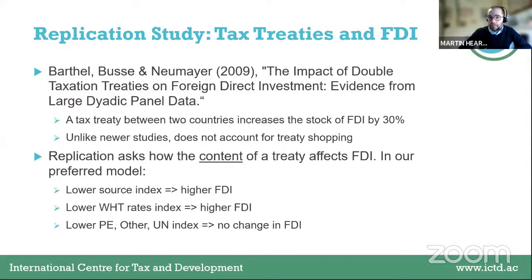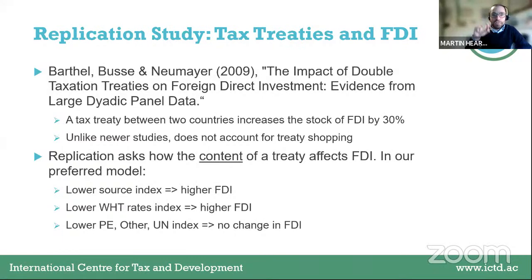The big caveat is that this is an old study, and it doesn't really account for treaty shopping. So we can't be sure that what we're seeing here is new investment rather than simply the routing of investment through this treaty for treaty shopping purposes. Newer studies do attempt to control for that. So what we're doing here is not necessarily trying to show a real finding that we can base policy on, but rather to show how new data can change what we learn in existing studies.